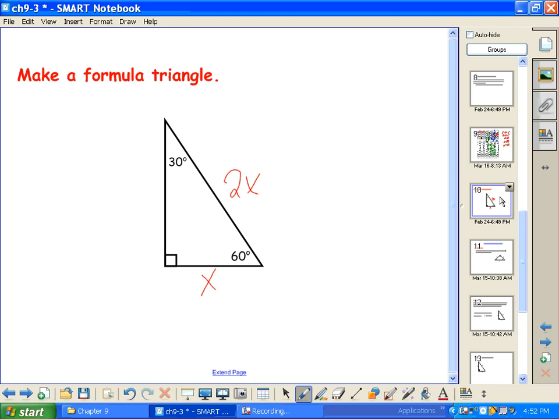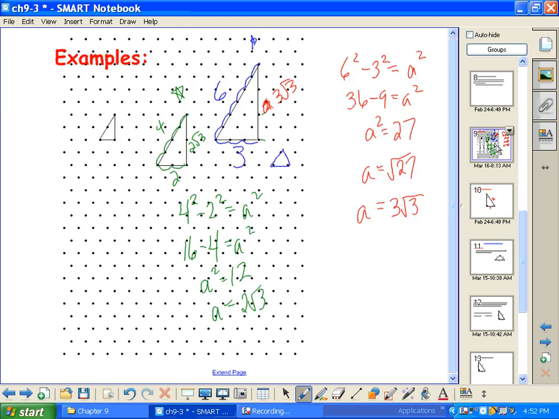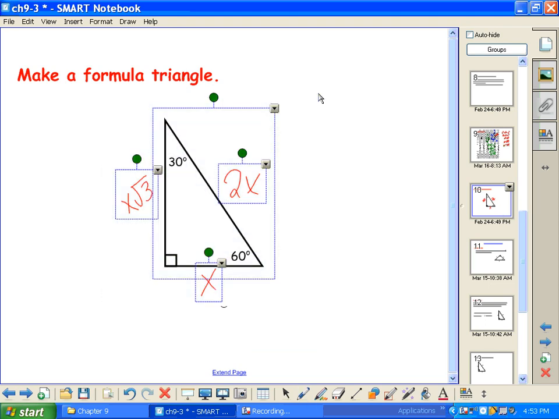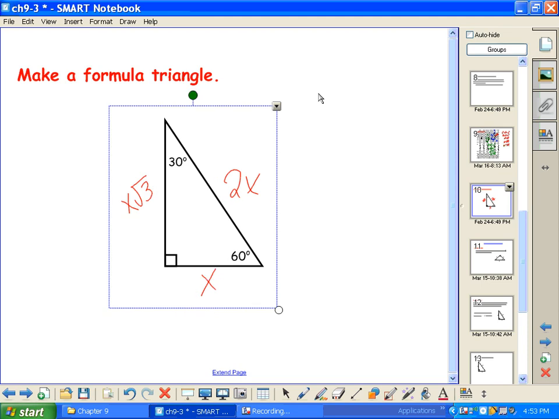So now, what about the relationship between the short leg and the longer leg? If we look at the relationship between the short leg and the longer leg, notice that all of the answers should have had radical 3. And the number that sits in front of the radical 3 is the length of the short leg. So going back to our formula triangle then, the length of the longer leg has to be x radical 3. And now we have a formula triangle for our 30, 60, 90 triangle. So go ahead and fill that in on your formula sheet. Go ahead and make your formula triangle on your formula sheet.